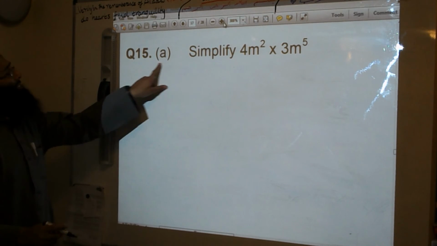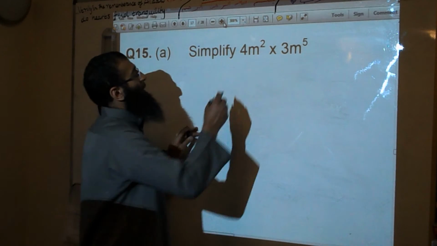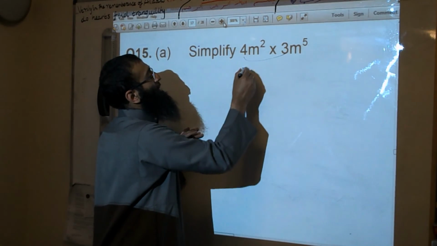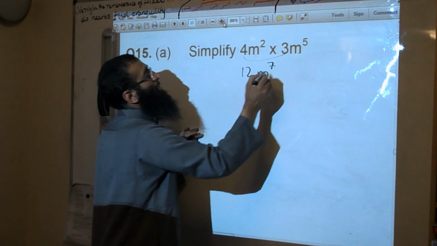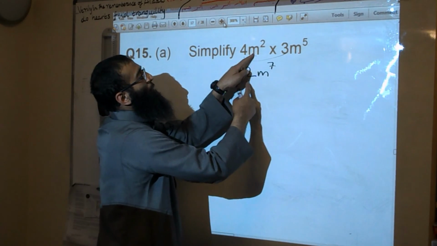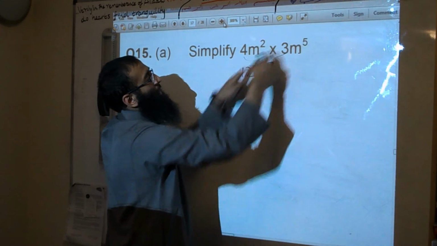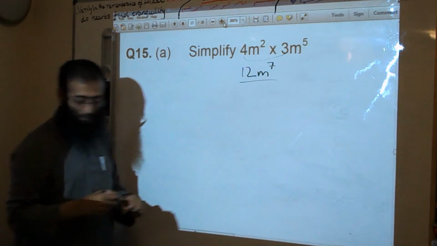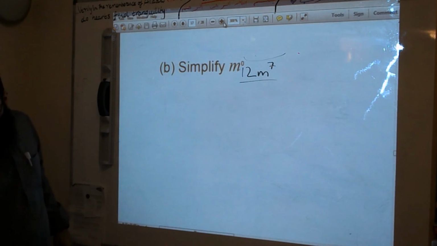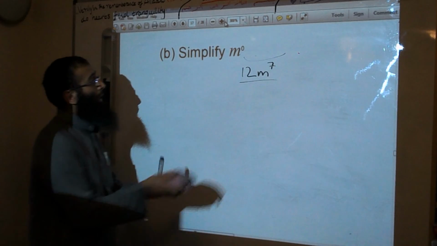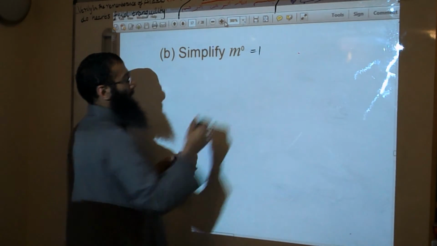Okay, question number 15a is simplify 4m squared times 3m to the 5. So the 4 times 3 will give us 12, and the m squared times m to the 5 will give us m to the 7. Right, 4 times 3 is 12. When we multiply these two, because they're both the same base, we add the indices. Done. Anything to the power of 0 is equal to 1.